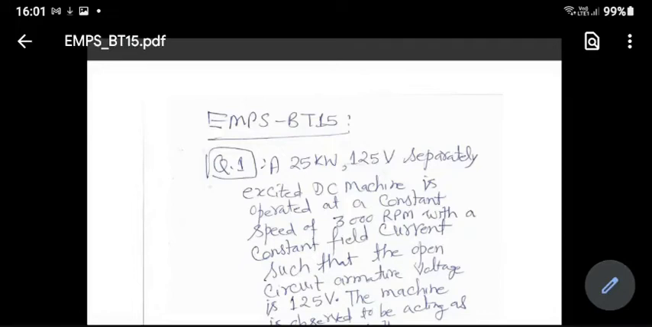Today, let me begin with repeating a few of the solved problems from the last time, and then we would continue solving the remaining problems on DC generators.